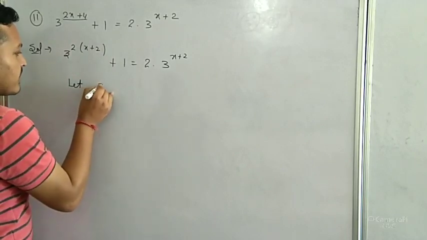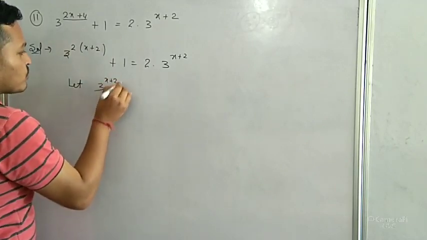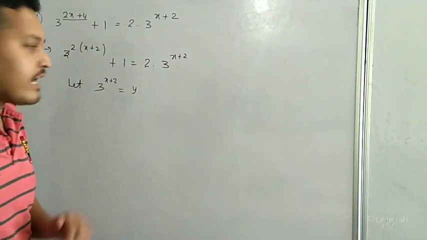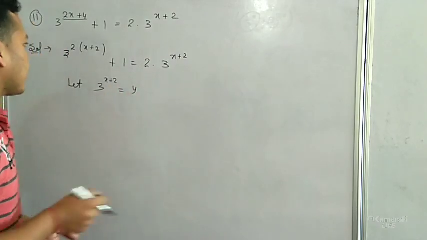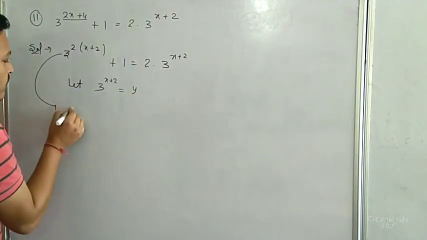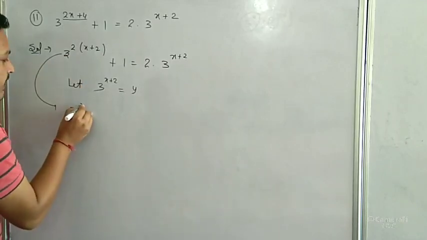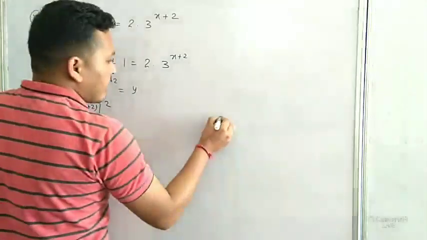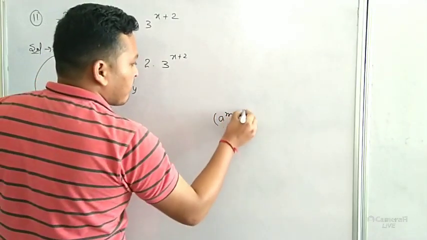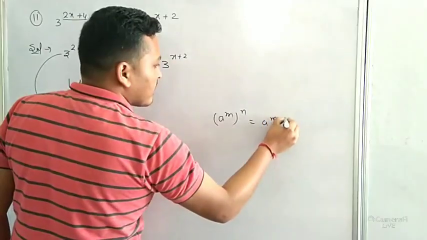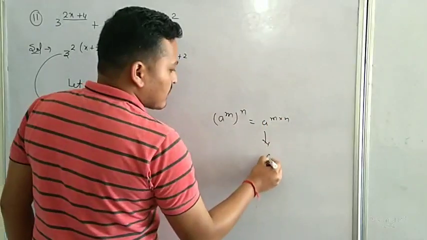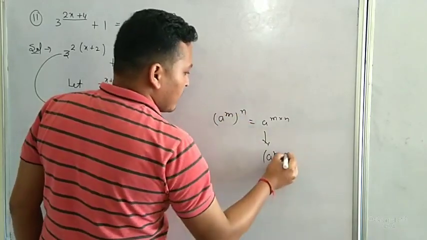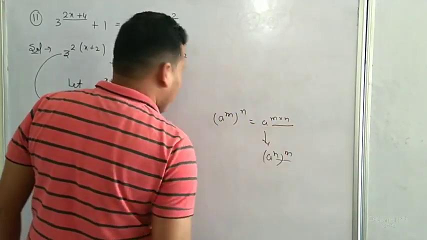So we can let 3 to the power x plus 2 be another variable. Now what can we write this as? First, 3 to the power x plus 2 can be written as 3 to the power x plus 2 whole square, because you know that if a to the power m whole to the power n is equal to a to the power m into n. We can also write it as a to the power n and take the power m outside, then also it becomes n into m, the same.